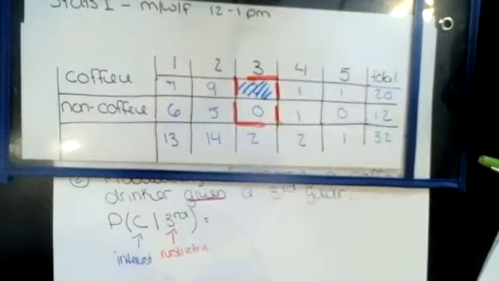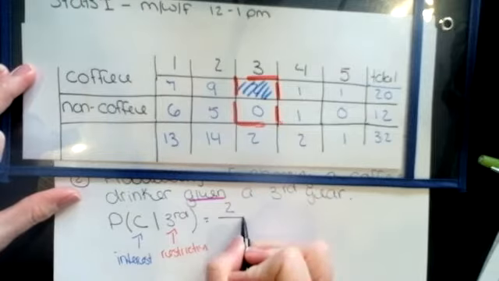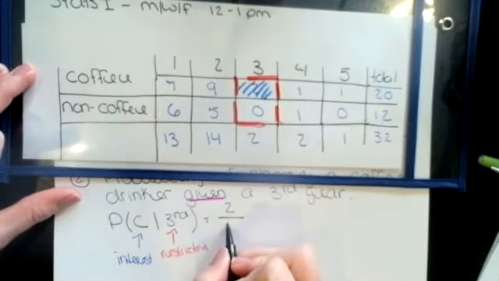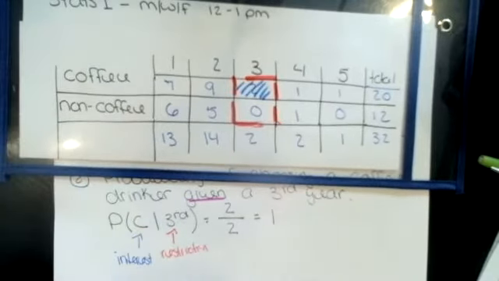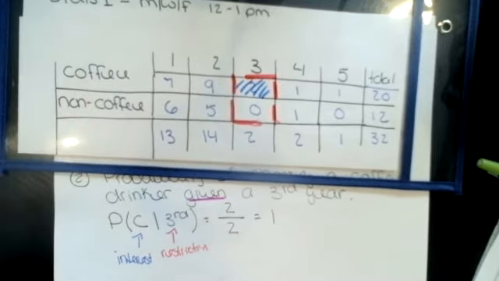So we can see my numerator is my shaded region, which is 2 students out of my total third-year students. Well, look at that. It is also 2. So here it's a 1, it's 100% chance, right? 100% or a probability of 1. That doesn't happen often, but this is what happens.